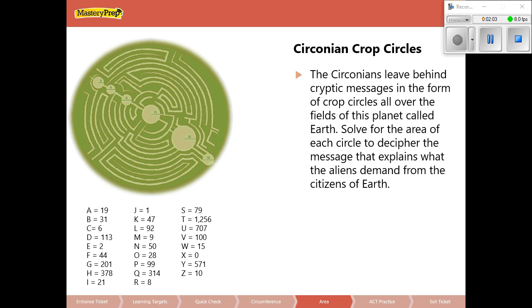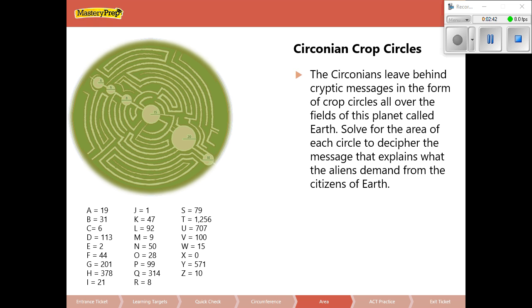Now, the Circonian Martians finally arrive in the atmosphere of the mysterious new planet. They discovered that its gangly inhabitants call themselves Earthlings. The Circonians are suspicious of the Earthlings. Rather than making a grand entrance in an attempt at diplomacy, the Circonians leave behind a cryptic message in the form of crop circles all over the fields of this planet called Earth. They leave quickly, fully expecting the Earthlings to heed their stern demands. So, the crop circles left behind by the Martians are a code. They tell the Earthlings what the Circonians demand for them.